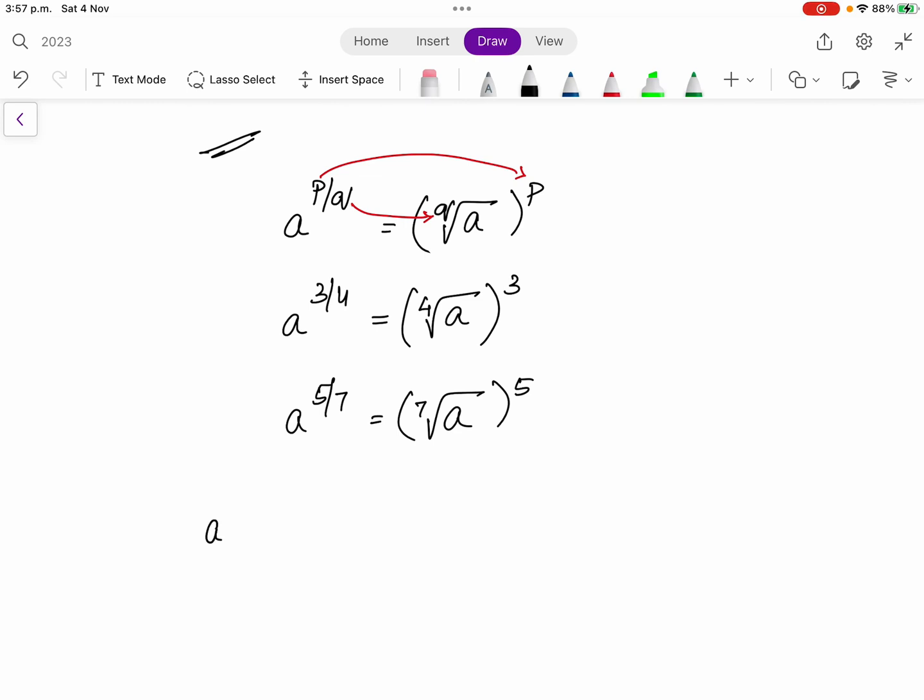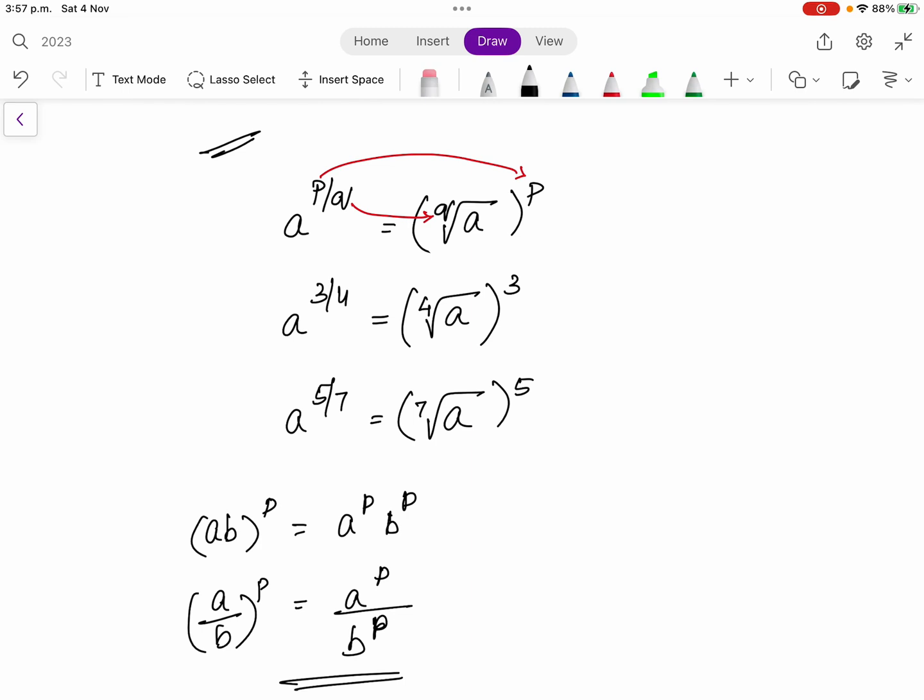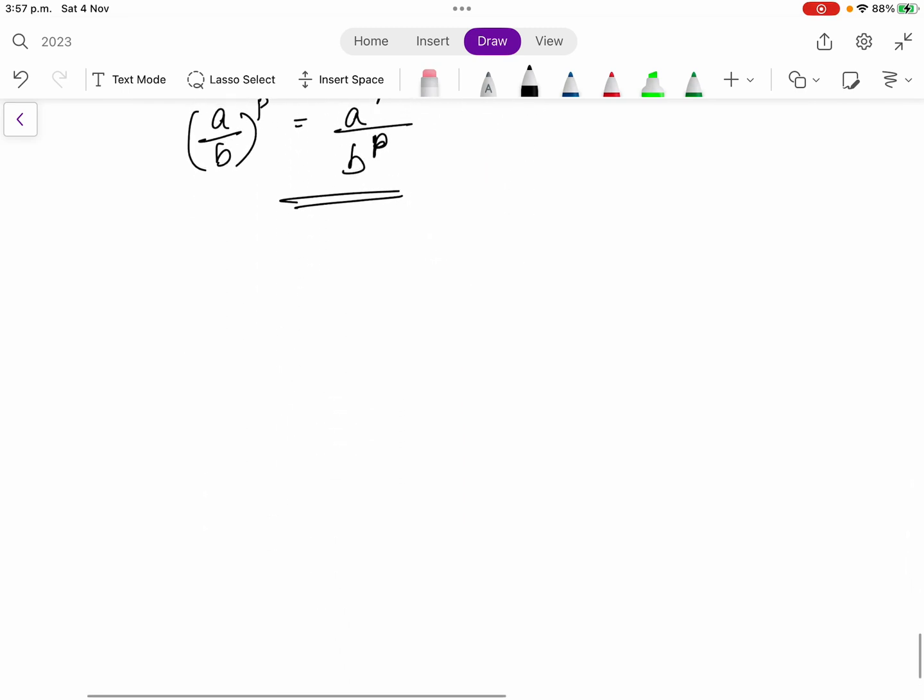Then there are another two rules: a b to the power of p is equal to a to the power of p times b to the power of p. Then a over b to the power of p is equal to a to the power of p by b to the power of p. These are some of the laws of indices, and we will work the questions based on this. As I said, you need not memorize these, but understand how they work so that you can apply them to your question and get values.